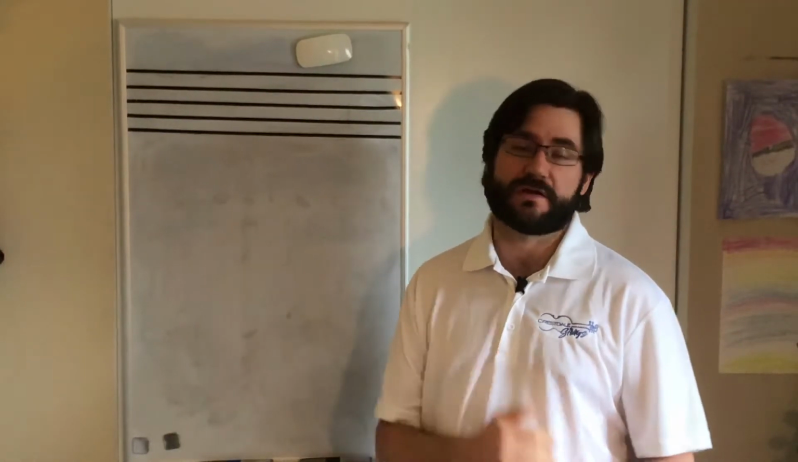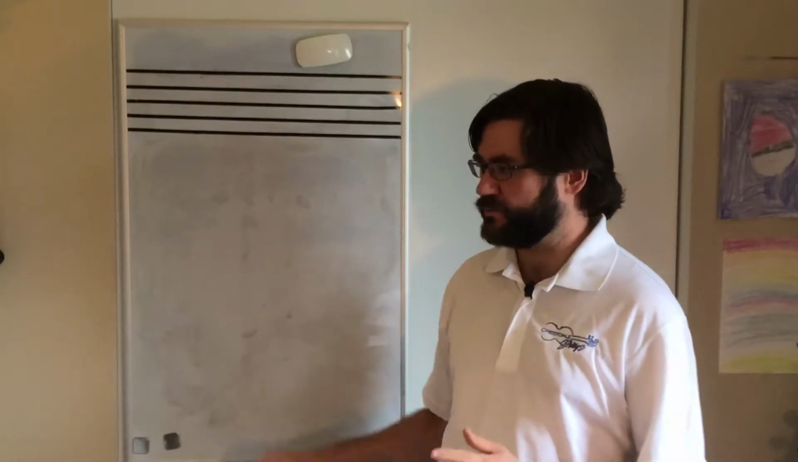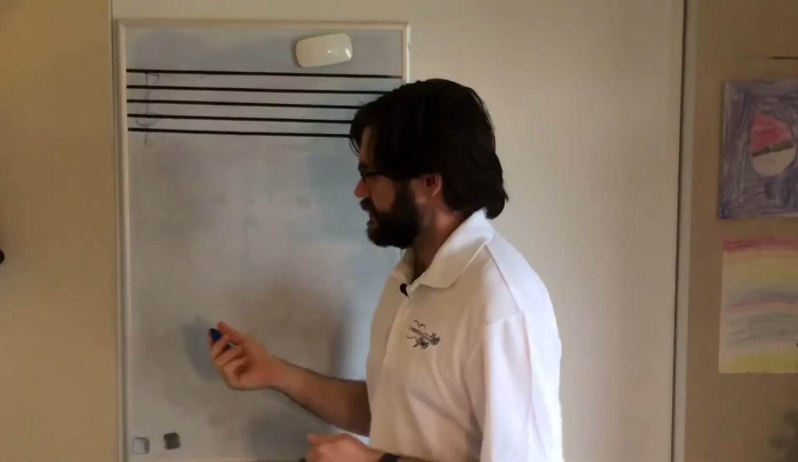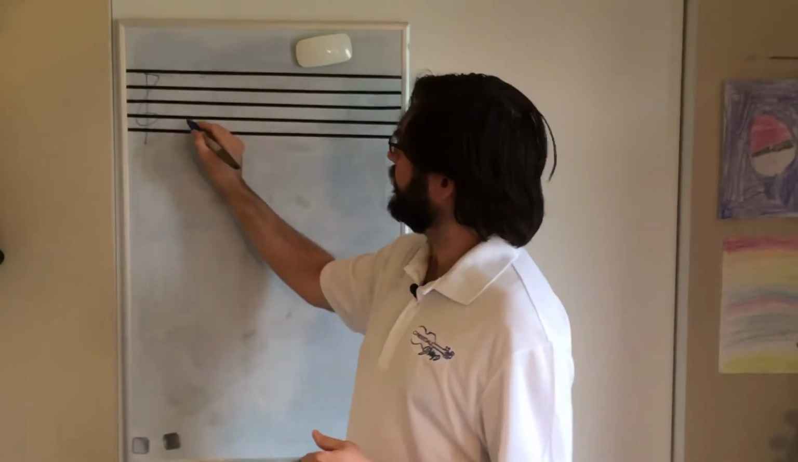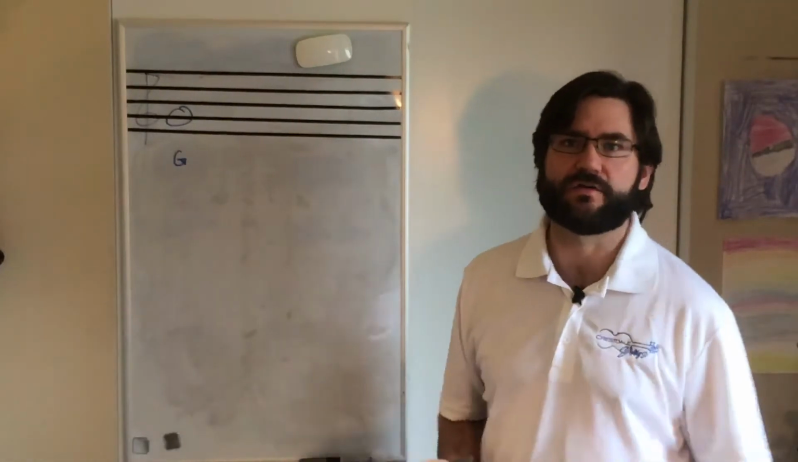Today we're talking about notes on the staff in treble clef and a little bit of rhythmic notation. So the first thing that we need to know is, where are the notes on the staff? Well, when we are in treble clef, which is the clef that we have been using, this second line here is G. Everything else we can base off that.